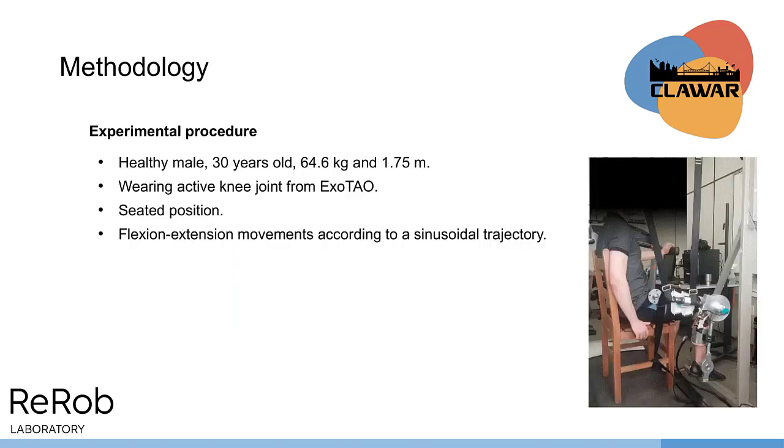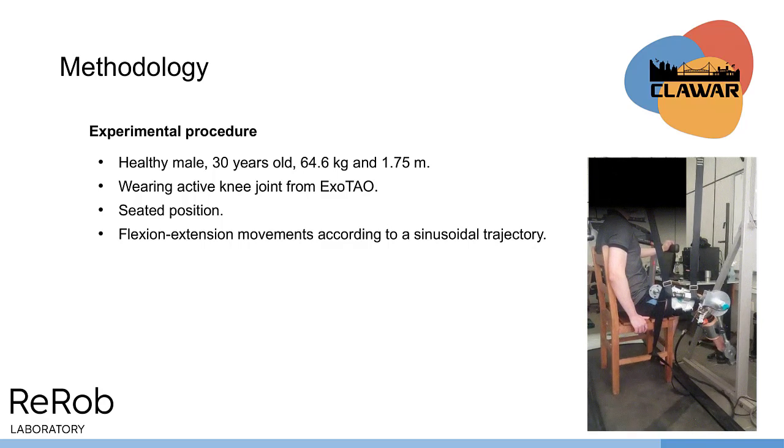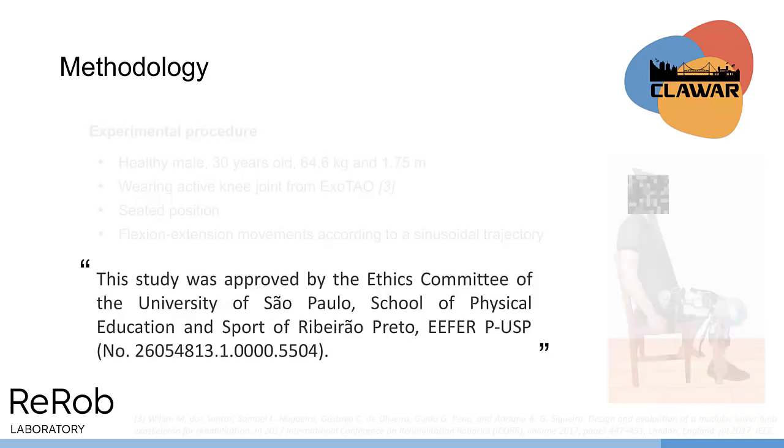The tests were applied on a healthy 30-year-old male, around 65 kilograms and 175 centimeters in height. He wore an active joint from the ExoTau on his right knee during the sessions, seated in an upright posture, and made extension and flexion movements, following sinusoidal trajectories displayed on a screen in front of him, as illustrated in this figure. This study was approved by the Ethics Committee of the University of São Paulo, School of Physical Education and Sport of Ribeirão Preto.